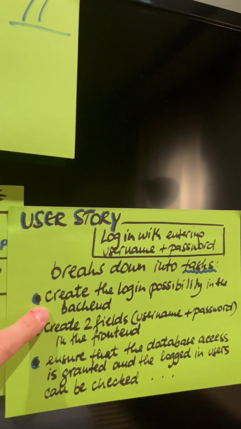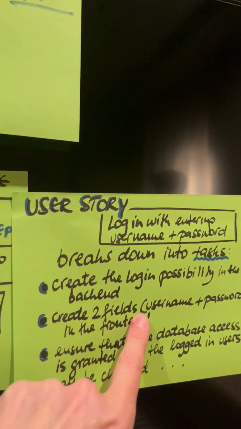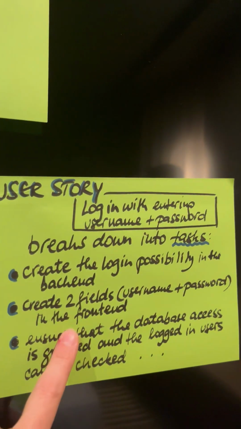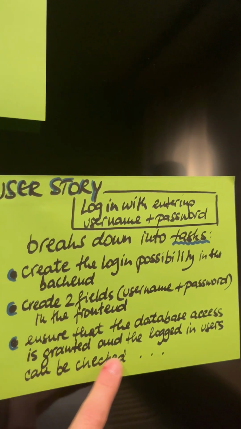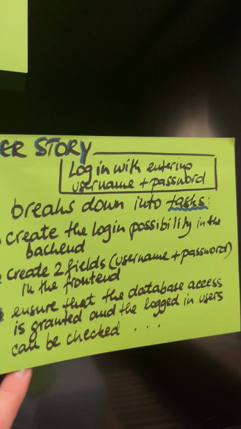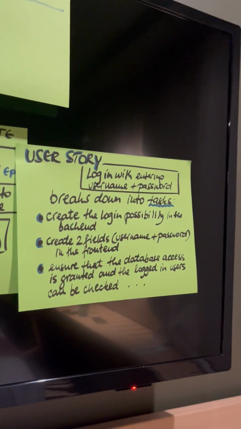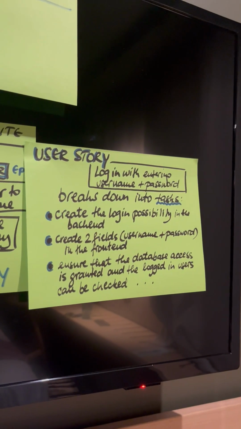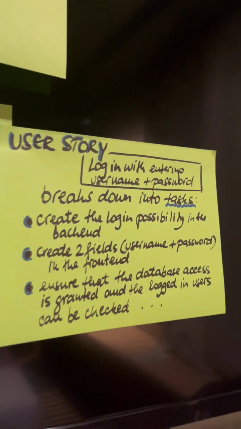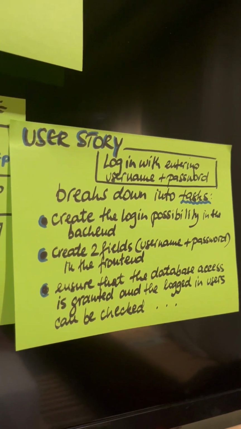For example, create the login possibility in the backend, create 2 fields, username and password, in the front end, and ensure that the database access is granted and that the logged in user could be checked. Now, disclaimer, I'm not a developer and these may not be accurate tasks, but I'm just using them to explain the point here.